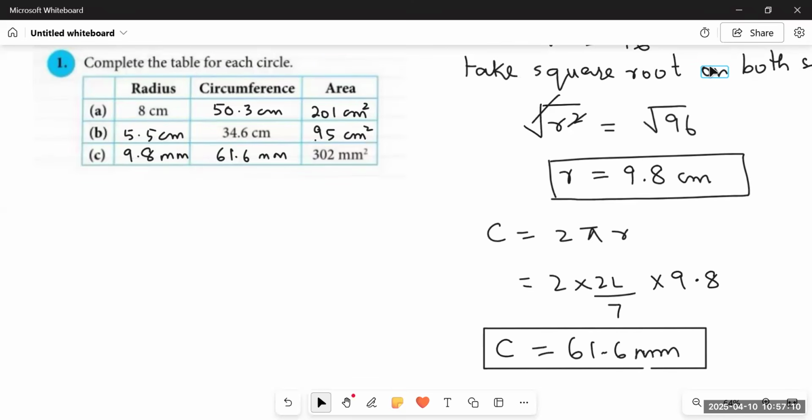Also keep this in mind that as students, you have to focus on the unit that is given. Since the unit in part C is given in millimeter square, the radius and circumference would both be in millimeters, right? There is a square in the unit of area, but there is no square in the unit of radius or circumference. But we have to look for the unit itself. If it's in centimeters, then all of the values would be in centimeters. If it's in millimeters, then all of the values would be in millimeters, right?